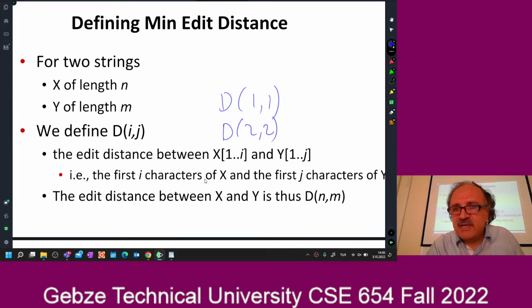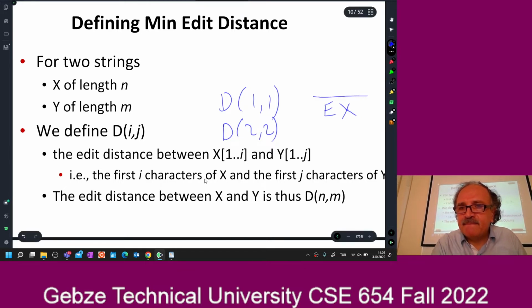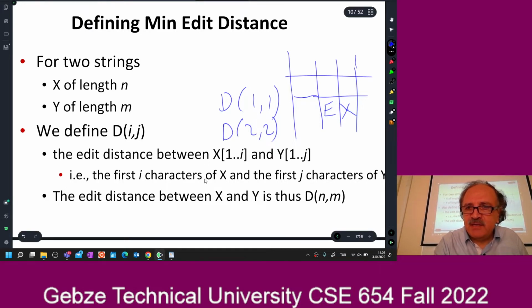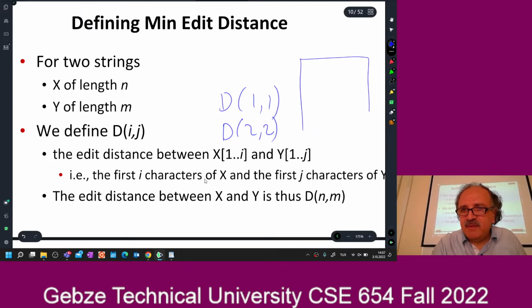Let's try to do that actually. Remember our example, execution. Let me try to write it this way. Okay, this is 0 and 0. Let me draw it better. Okay, 3 by 3. EX.